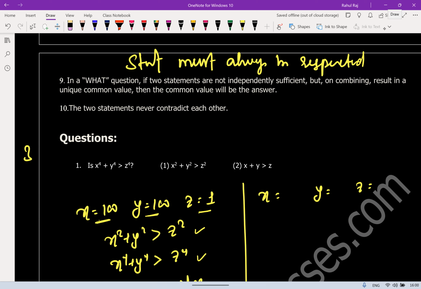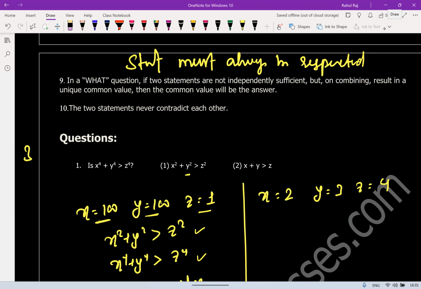Let's see. X is equal to 2, Y is equal to 3, Z is equal to 4. So 2 square plus 3 square is what? That is 4 plus 9, 13. Do you think 13 is greater than Z square? So you can't take this number.